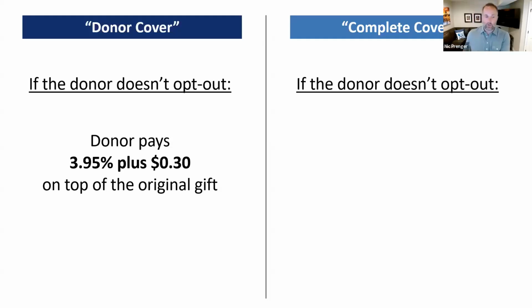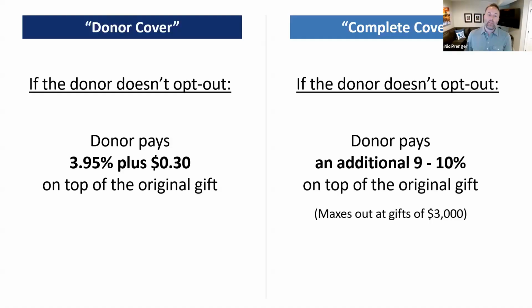That's what they're going to pay. On complete cover, if you turned it on, if the donor does not opt out of complete cover, they are going to pay an additional 9 to 10% on top of that original gift, although it maxes out at 3,000. Lauren, did I say that right? Correct. At 3,000, it switches over to donor cover regardless. Gotcha. Okay.